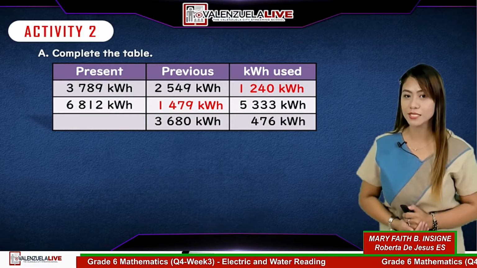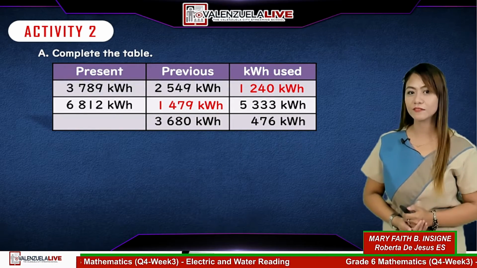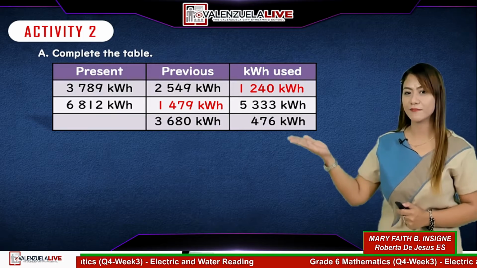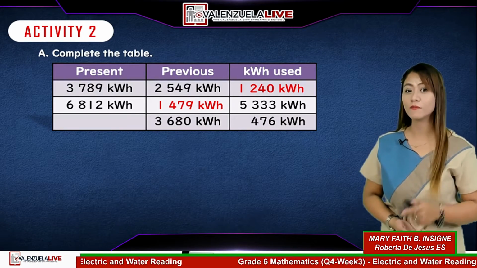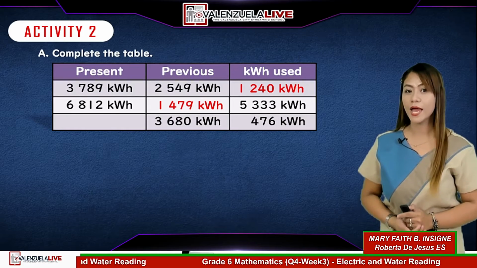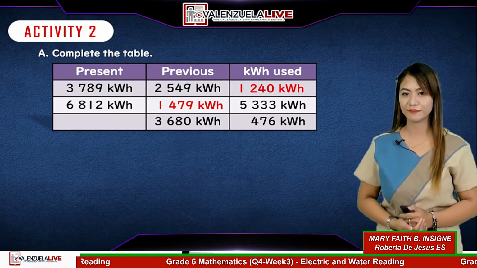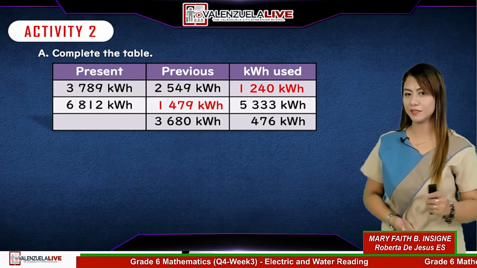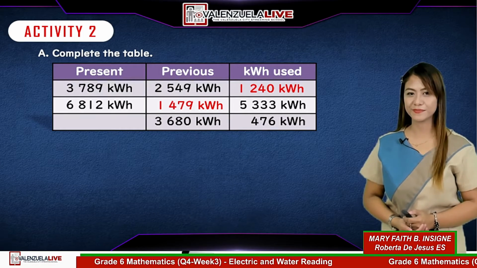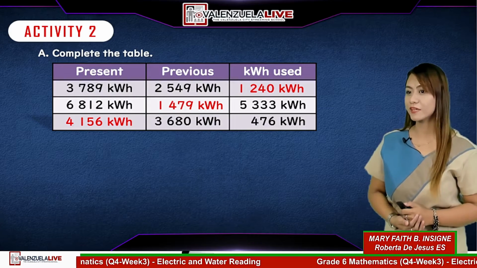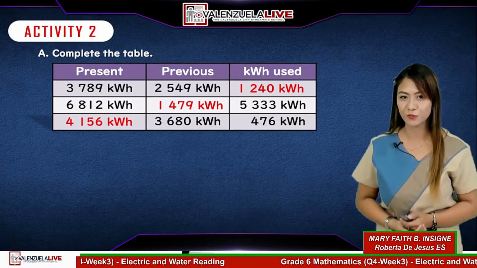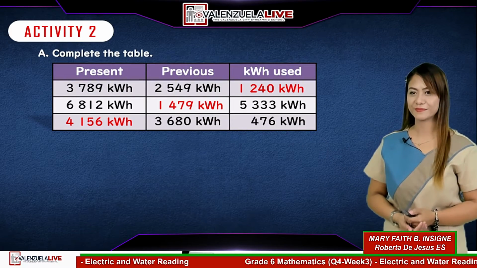For number 3, find the present reading if the previous reading is 3,680 kilowatt hours and the electric consumption is 476 kilowatt hours. We must find the sum of the kilowatt hours used and the previous reading. What do you think is the answer? Great job! The answer is 4,156 kilowatt hours.